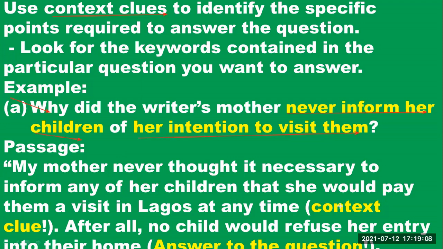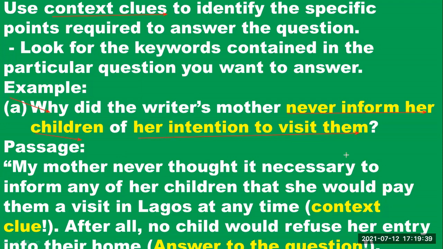Once we get to this point, we are at alert because we expect that the next sentence or sentences we are going to read will give us the answer, all right? And this is exactly what happened. The next sentence says, after all, no child would refuse her entry into her home. This is the answer to the question. So we take note of the context clue.